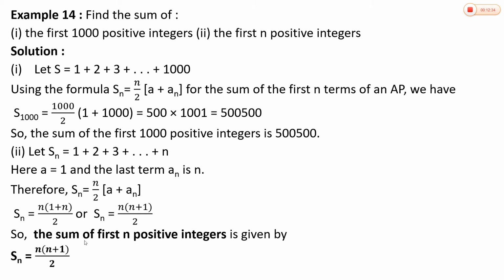So the sum of the first n positive integers is given by Sn is equal to n into n plus 1 by 2. Very important. Sn is equal to n into n plus 1 divided by 2. This is how you find the sum of the first n positive integers.